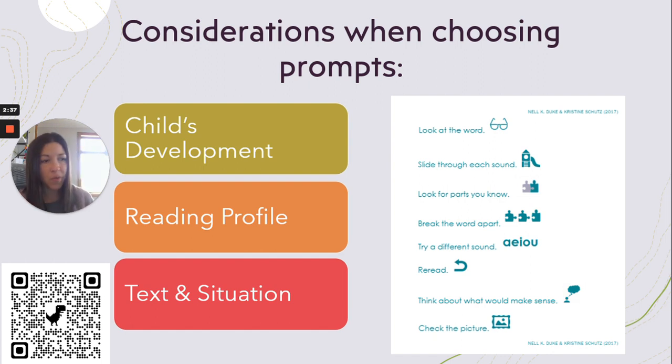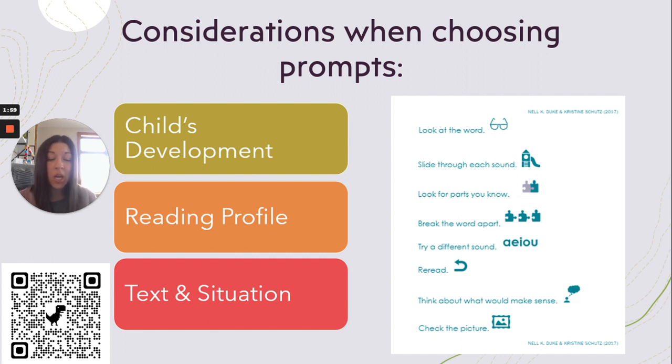Next, think about their reading profile, about why the student is making the error. Are they making the error because they are not attending to those letter-sound relationships? Then you definitely want to prompt them for word identification. If they're making an error and just saying words that don't make any sense, then we might want to prompt them for meaning. Depending on the reason the student is making the error should help us decide which prompt to use. And then the third is text and situation.